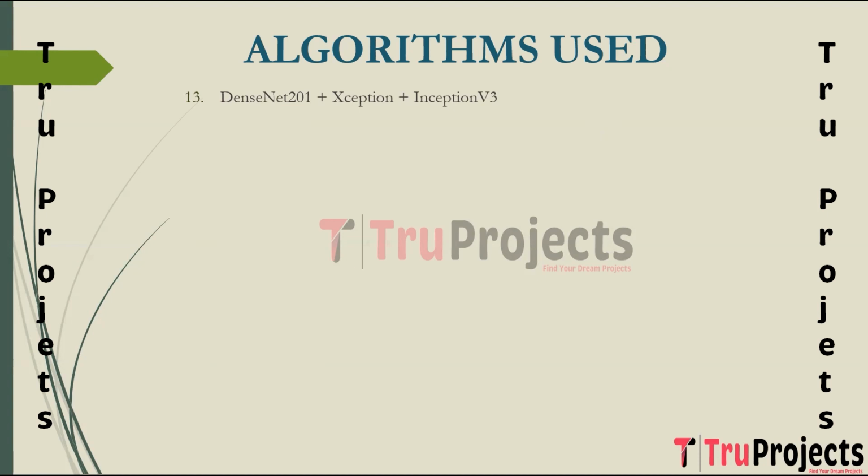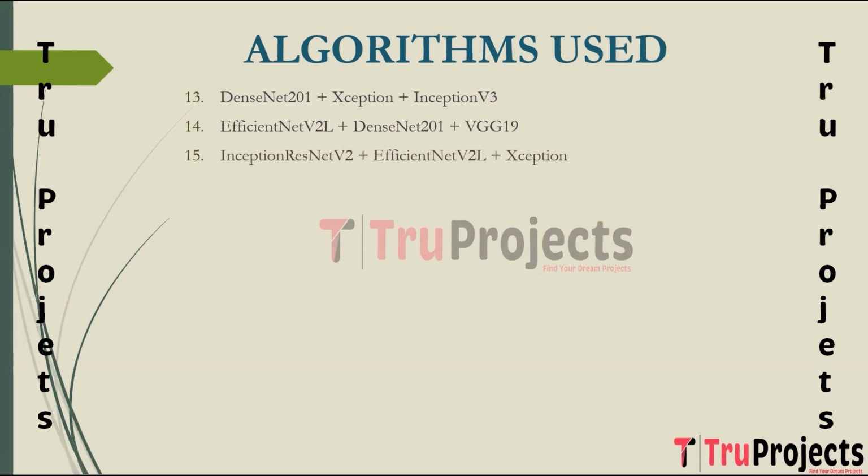The next algorithm is EfficientNet V2L, DenseNet 201, and VGG19. This is another ensemble model. This combines EfficientNet V2L, DenseNet 201, and VGG19 architectures. This ensemble models leverage the strengths of individual architectures, potentially leading to improved performance, especially when dealing with diverse datasets.